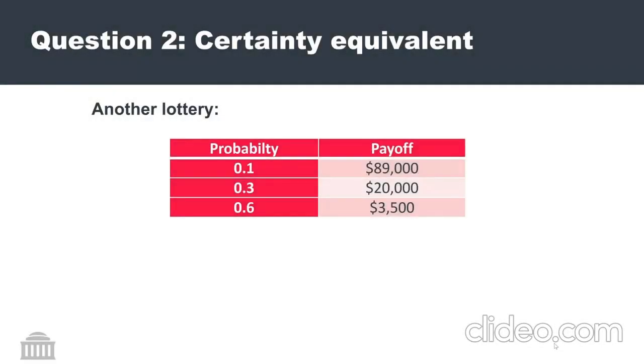Let's consider another lottery. This lottery is similar to the original one in the sense that it has the same expected payoff, and you can verify that, but it is more risky. So the standard deviation of the payoff of this lottery is higher. You could see that the first payoff, I increased it from 80,000 to 89,000, and I decreased the bottom one from 5,000 to 3,500. So this is what makes this lottery more risky.